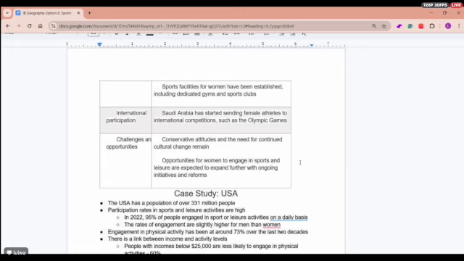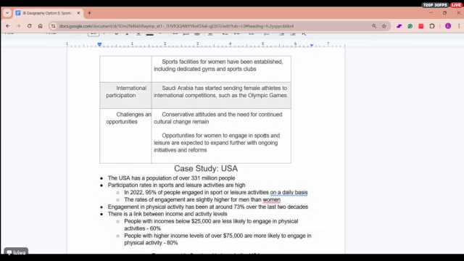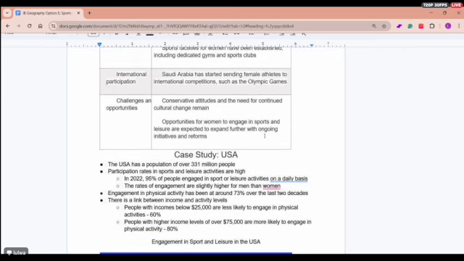However, one challenge is that conservative attitudes continue, and the need for continued cultural change does remain. And there are increased opportunities for women to engage in sports and leisure, and they are expected to expand further.